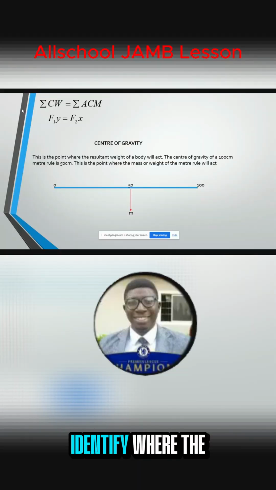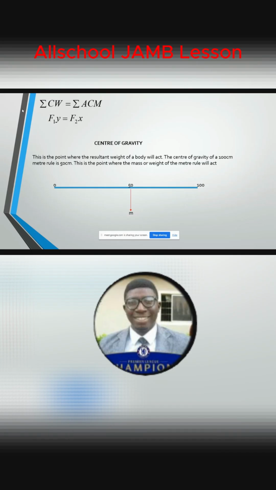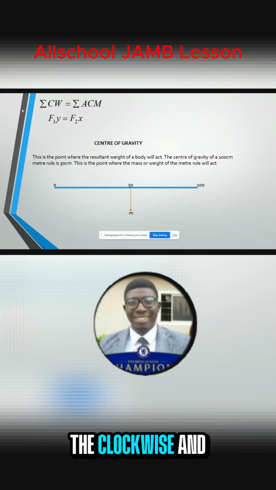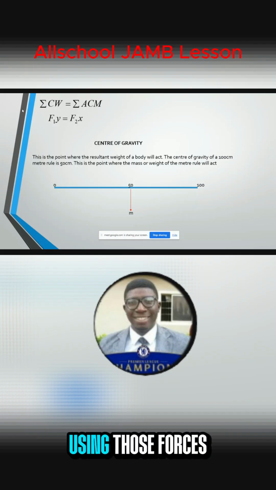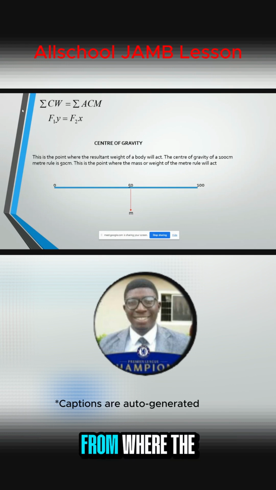First of all, identify where the meter rule or whatever is pivoted. That's number one. Number two, you identify the clockwise and the anti-clockwise moments or the forces acting on that body. Then you find the moment using those forces to multiply their individual distances, that is their perpendicular distances, from where the force is acting to the pivot.